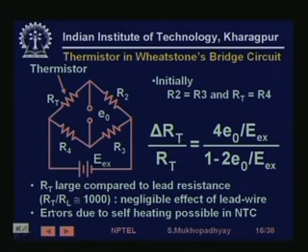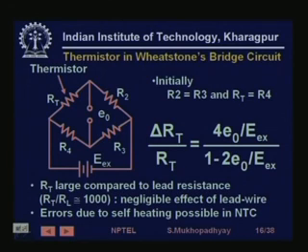In this case there are certain advantages. For example, the resistance itself is much larger compared to the lead resistance, and its change is also quite large. So therefore the effect of lead wire resistance variation is not so significant as in RTDs. But on the other hand, there could be self-heating error.